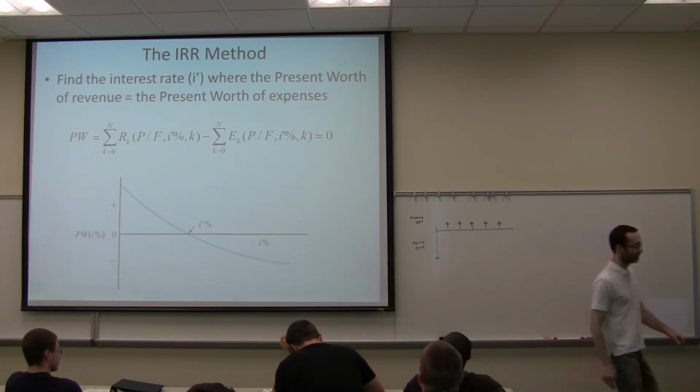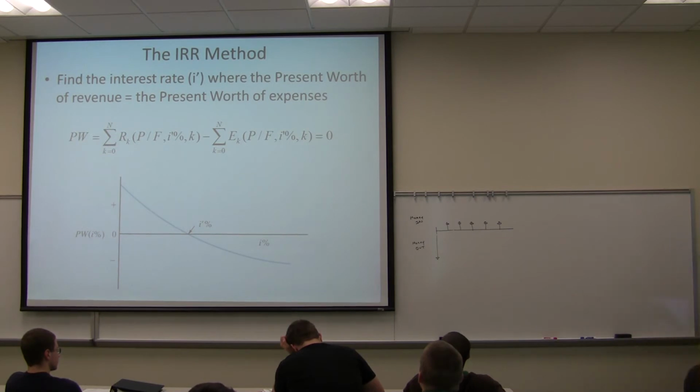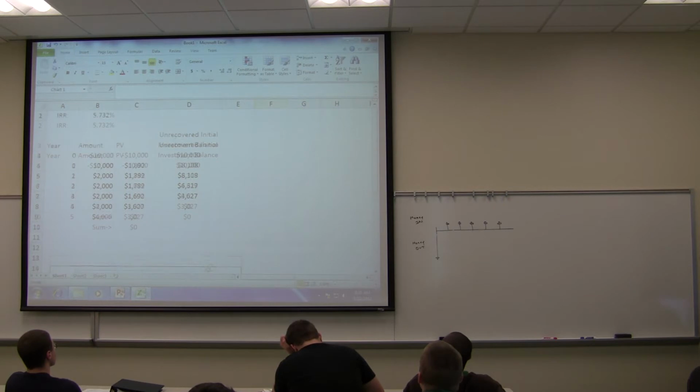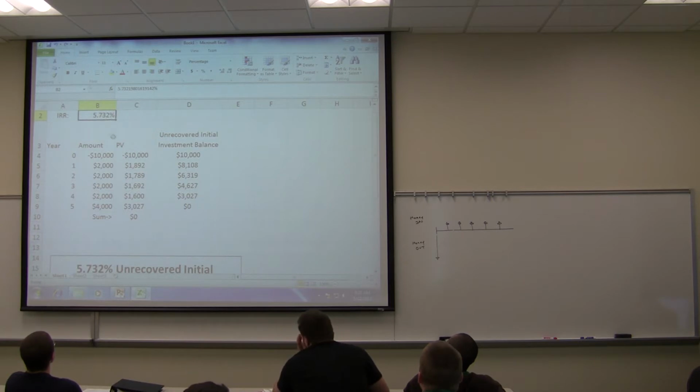So let's test that relationship with what we've set up in Excel. If we play around with the interest rate, what it said is if we choose less than the IRR, then this sum should be positive. So if we had 4%, then we have a positive amount. That means that at 4% interest, there's more income than expenses. At 6%, then it's negative.